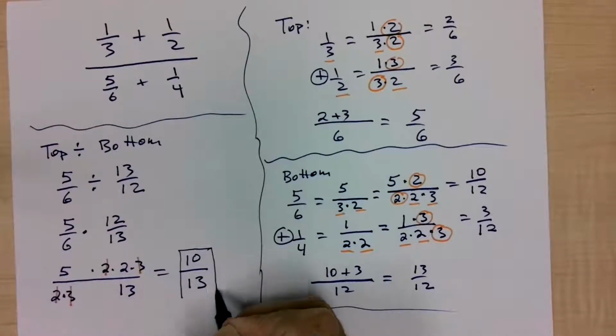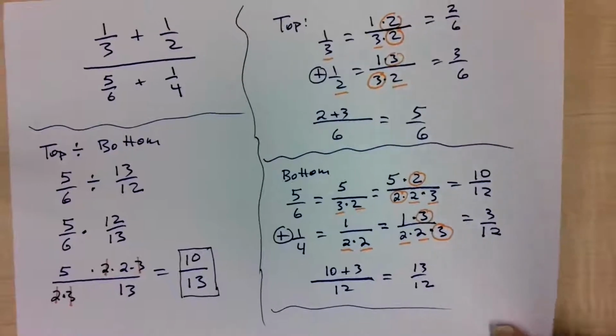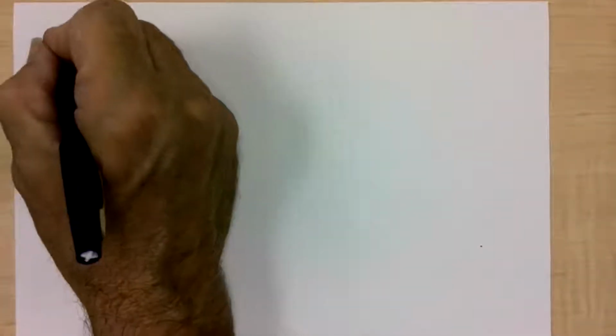So that is our process. Simplify the top, simplify the bottom, and then take top divided by bottom. Okay, our next question will be x plus 2/3 over x minus 1/6.